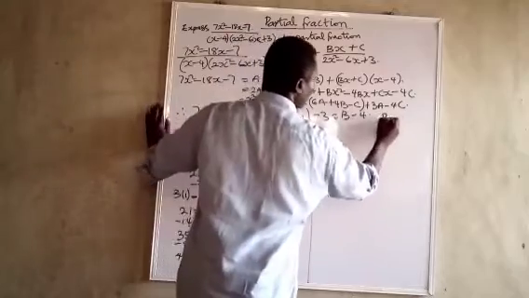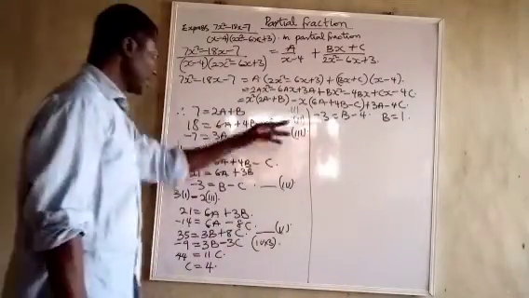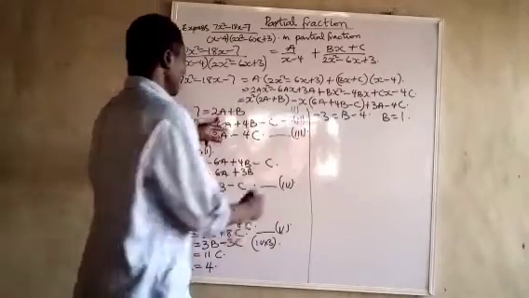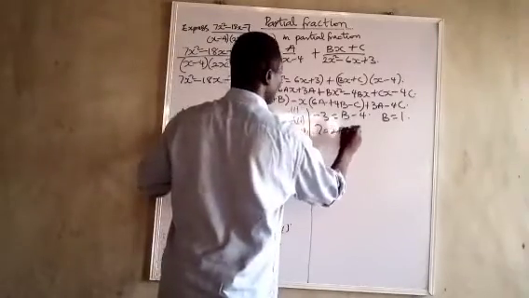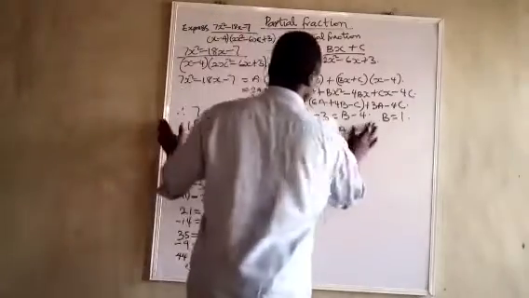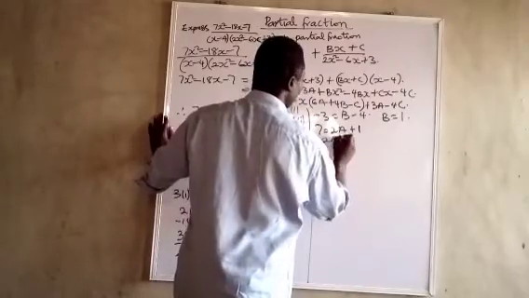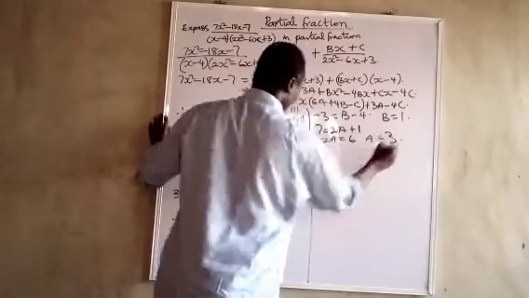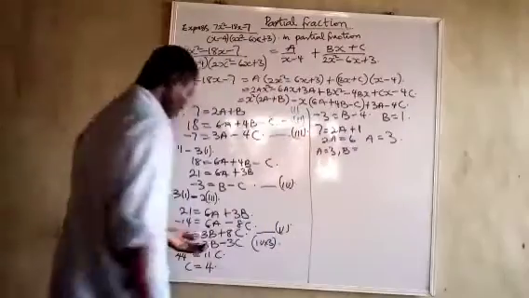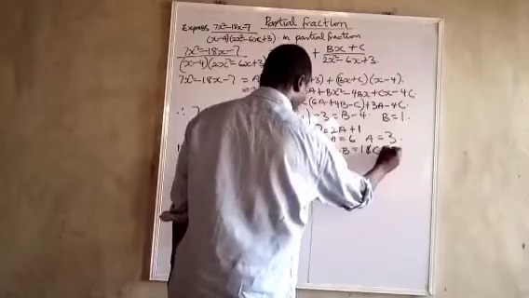So b is equal to 1. Straight. I have gotten b. I have gotten c. I have gotten b. Now since I have gotten b and c, I can easily get my a. 7 equals 2a plus 1. Sorry, 2a plus 1. So 2a equals 6. a equals 3. Therefore, a equals 3, b equals 1, and c equals 4.